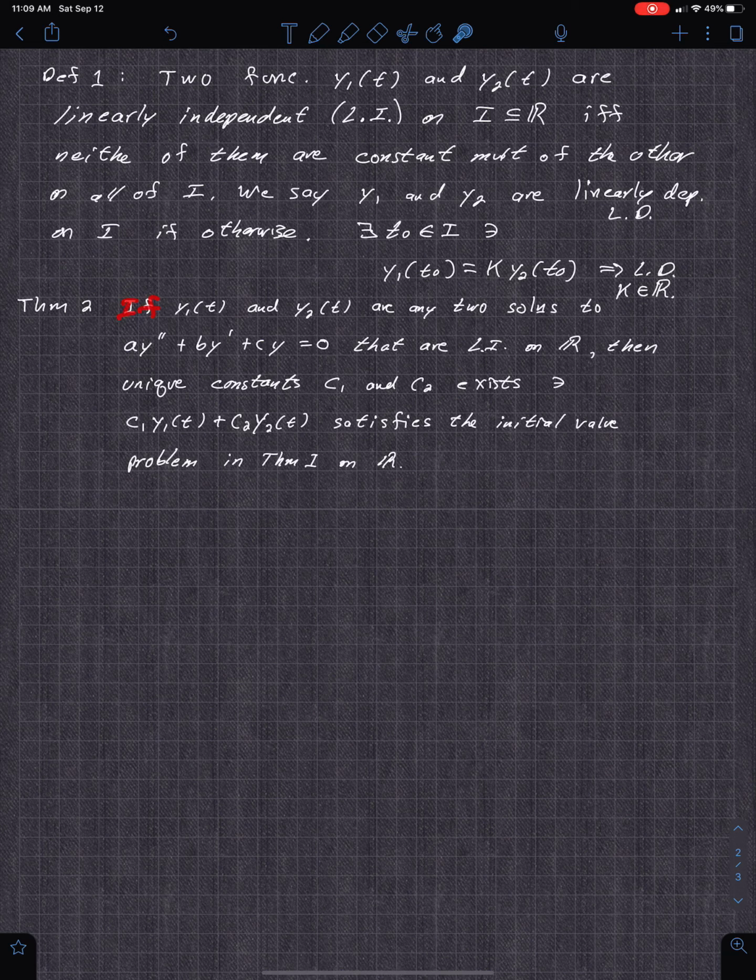So if y1 of t and y2 of t are any two solutions to this equation, a y double prime plus b y prime plus c y equal to 0. That's my second order linear differential equation with constant coefficients, and it's homogeneous, set equal to 0. Okay, so these guys are linearly independent on R. Then there exists unique constants C1 and C2.